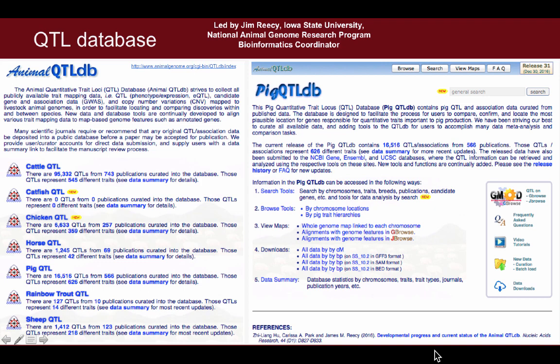In the past 2 decades, many studies have been conducted in many livestock species to identify such QTL using genetic markers for many traits. And these QTL findings have been compiled into QTL databases, and my colleague Jim Reecy at Iowa State University has been the lead on that project. He is the bioinformatics coordinator of the National Animal Genome Research Program of USDA. For the pig, this database is called the PigQTL database.